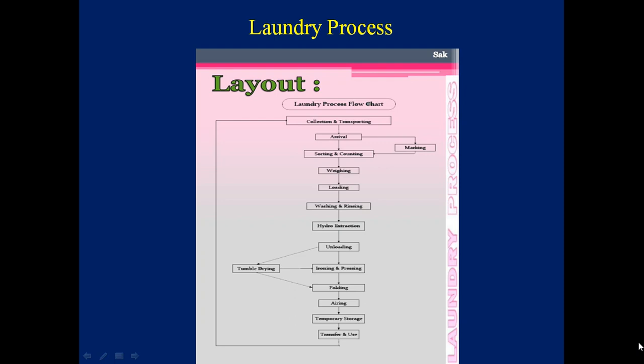Then loading of linen is also equally important. How to load the linen inside the washing machine. Then washing and rinsing, and then hydro extraction like I have mentioned. Then unloading of linen, then tumble dryer, then ironing and pressing, and then folding, then airing if it is required, and then temporary storage as per the department, and then transfer and use.